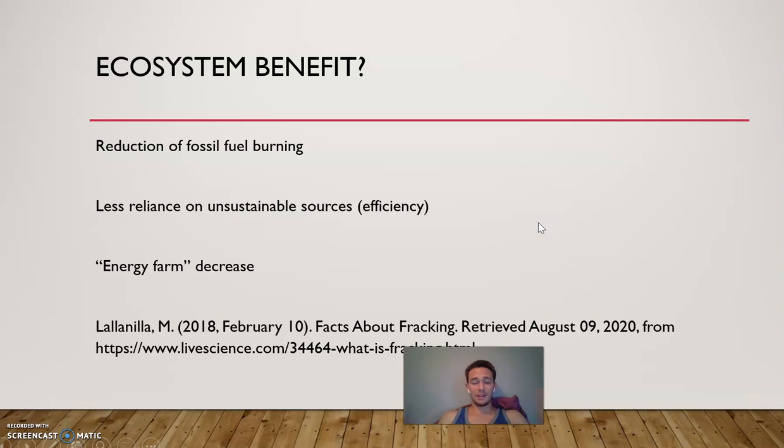And so then taking that and extending it to the ecosystem, this could be a direct benefit. We'll reduce fossil fuel burning, which increases methane and CO2 gas in the atmosphere. If we reduce that, obviously less greenhouse gases to effectively promote global warming, which we don't want. And we will also be less reliant on those types of unsustainable sources like fracking.